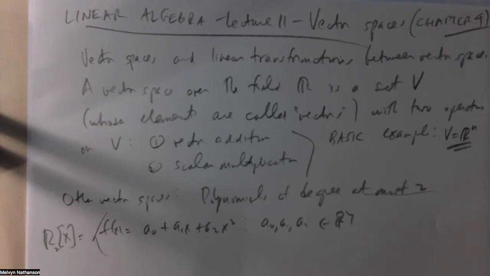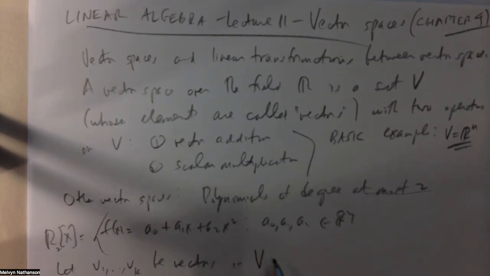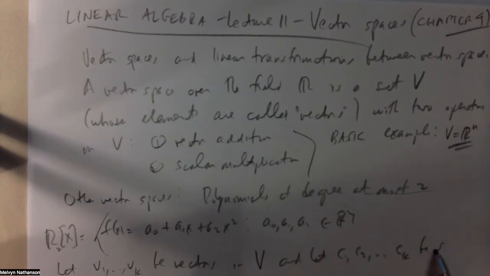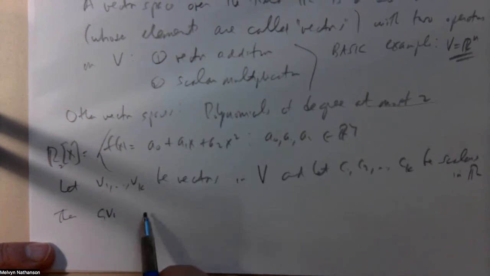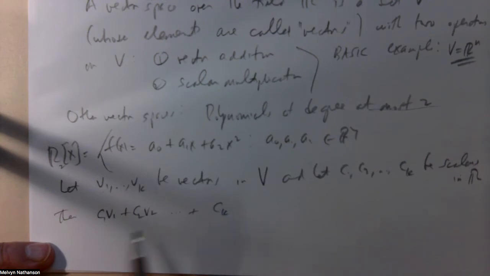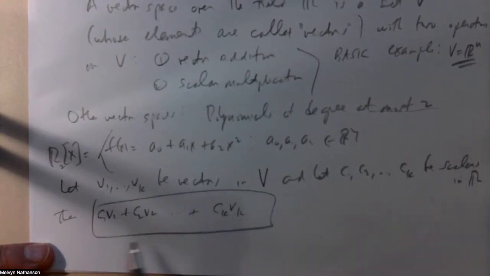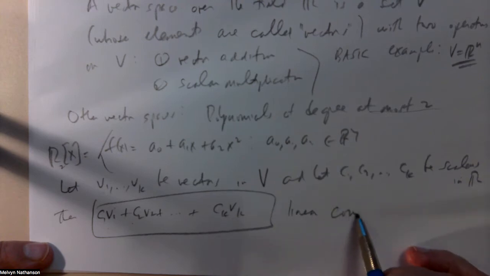So what's very important is the notion of a linear combination. So let V1 up to Vk be vectors in the vector space V. And let C1, C2 up to Ck be scalars, that are real numbers. So you can multiply a vector by a scalar and you can add vectors. You can take the vector V1 and multiply it by C1. Take the vector V2 and multiply it by the scalar C2, and so forth. Do this for all k of these vectors and add. So C1 V1 plus C2 V2 and so forth up to Ck Vk. This is what is called a linear combination.